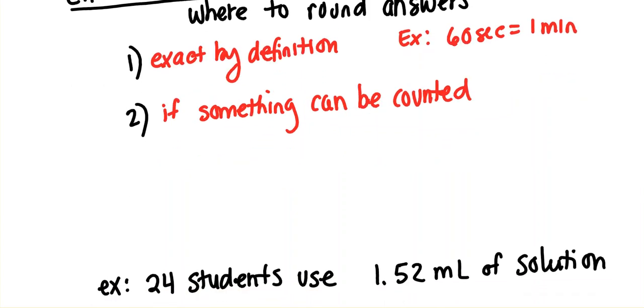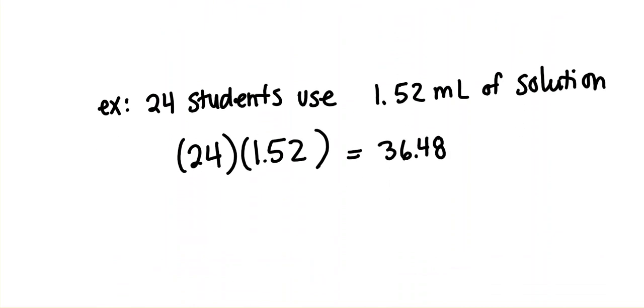Let's look at an example using an exact number. Say I have 24 students. This is an exact number. They're using some solution and I want to see how much total they're using. So I multiply this out, and when I'm assessing how to round this off, I'm going to ignore this for sig figs. I'm going to go by this one. This one has 3 sig figs, so my answer here should have 3 sig figs. This is just what the calculator said.